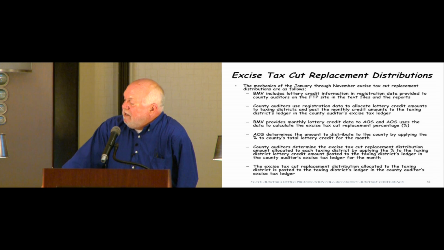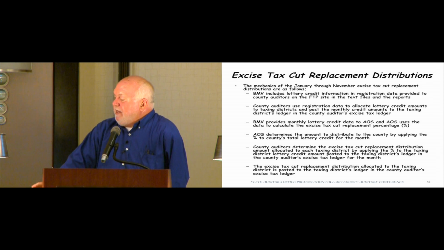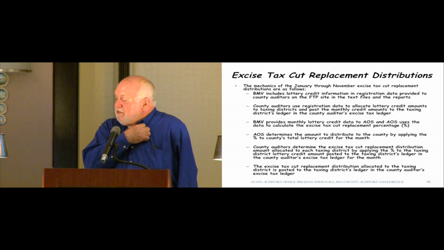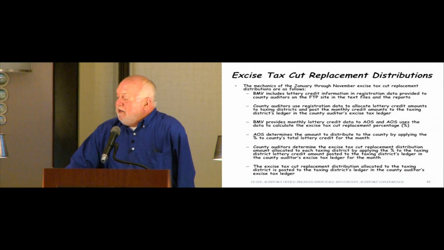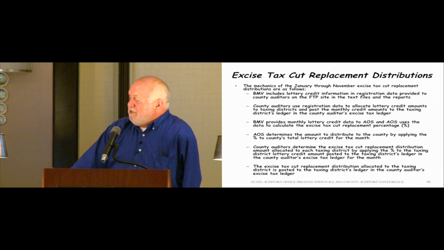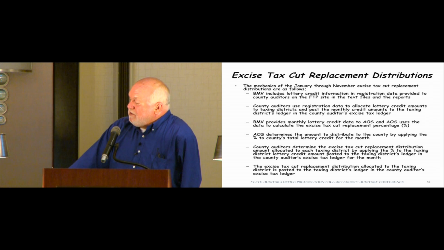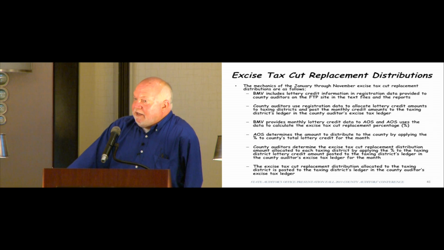We use that lottery credit data to calculate the excise tax cut replacement percentage, and we determine the amount to distribute to the county by applying that percentage to the county's total lottery credit for the month. So the total we have for your county for lottery credit for the month should be the same total that you have in your excise ledger. And that would be one of your checks that you need to make, our information against yours, when we send you the distribution. And you will then take our percentage that we provide you against those lottery credits by taxing district to allocate the excise tax cut replacement distribution.